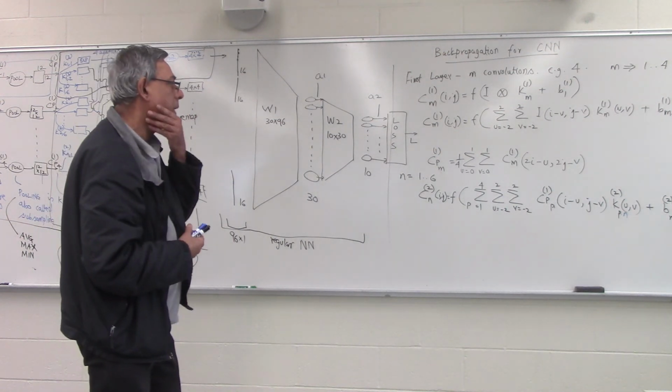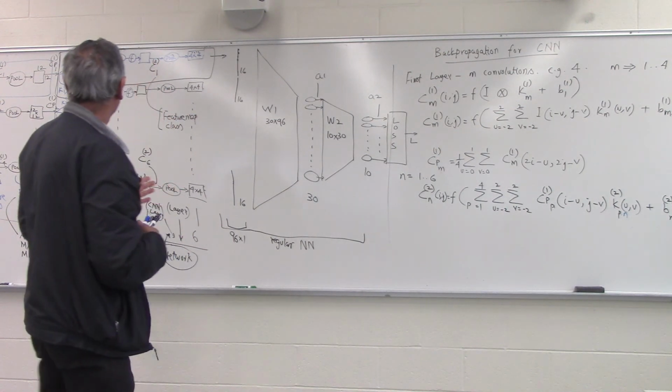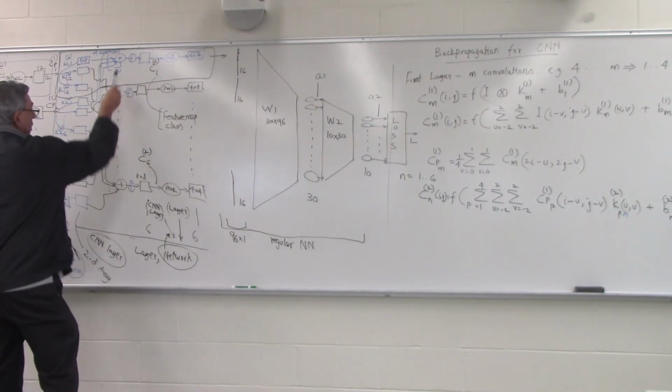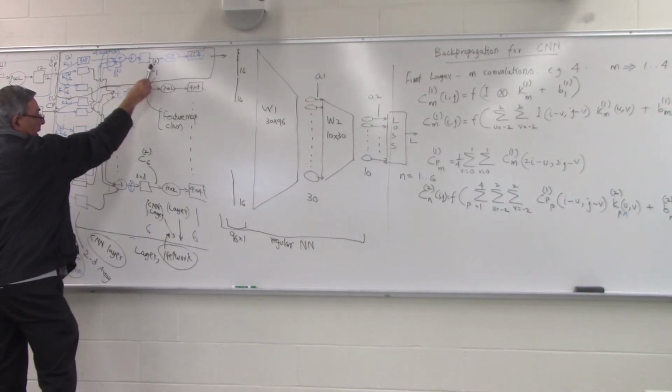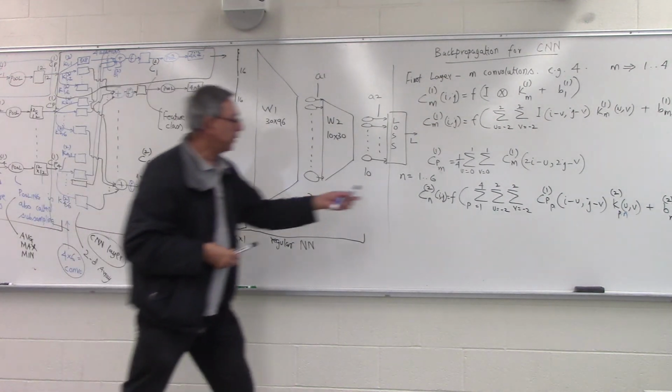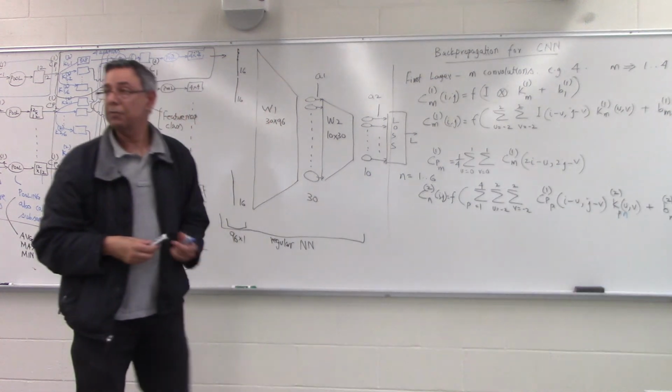Okay, so anyway, now we know the equation up to here, correct? Then what do we have? And of course, you'll repeat this 6 times if you have 6 feature maps.